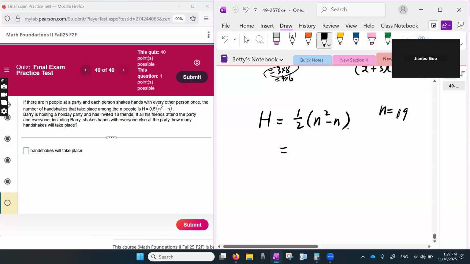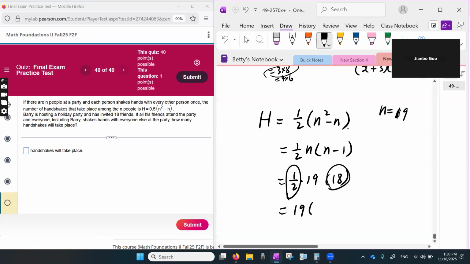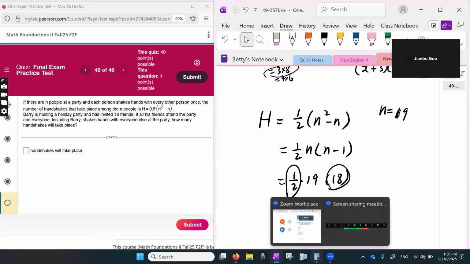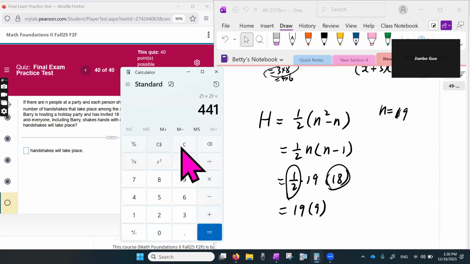And I would factor N out, and N minus 1, we talked about this earlier, right? This way, I can reduce the calculation load just a little bit, and it's fun. N is 19, then minus 1 is 18. Half of 18 is 9. And now we only need to do one calculation, 19 times 9. By the way, if you just plug in, totally fine. 19 times 9, 171.